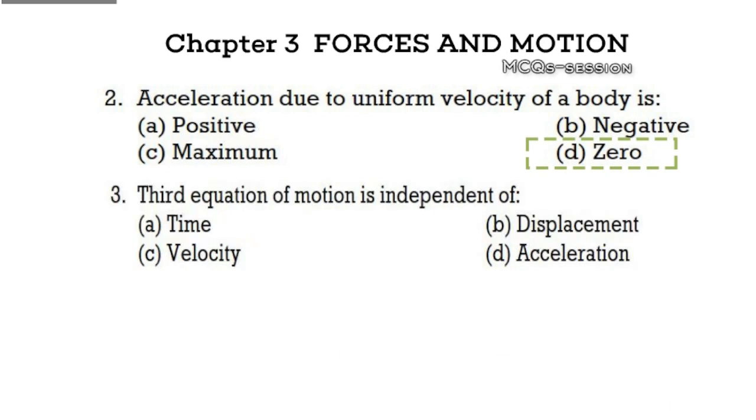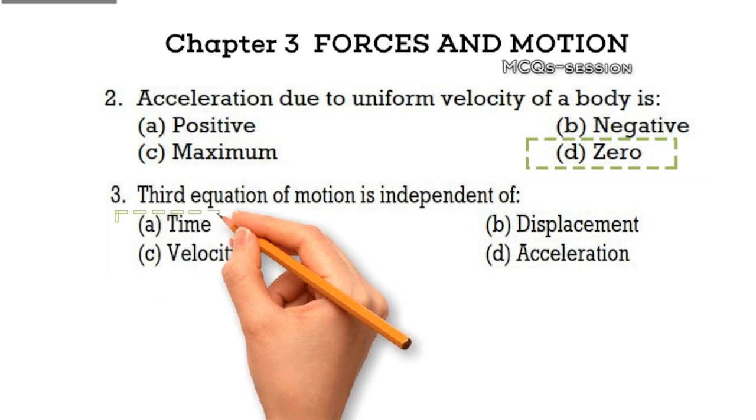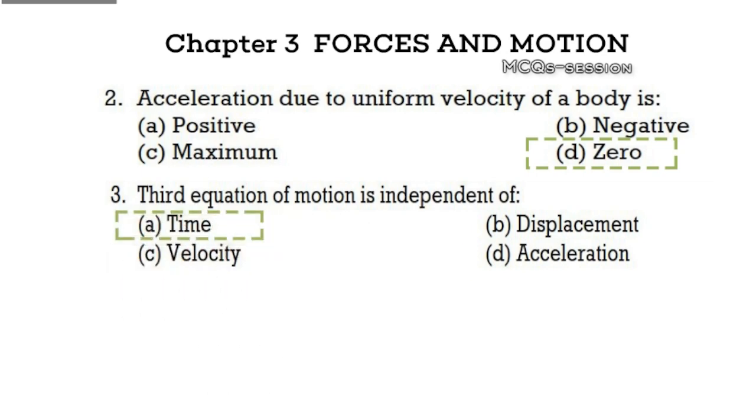Question 3. The third equation of motion is independent of: options: A, time, B, displacement, C, velocity, D, acceleration. Pause the video and guess the correct answer. The correct answer is A, time. Explanation: the third equation of motion relates initial and final velocity, displacement, and acceleration, but it does not include time.